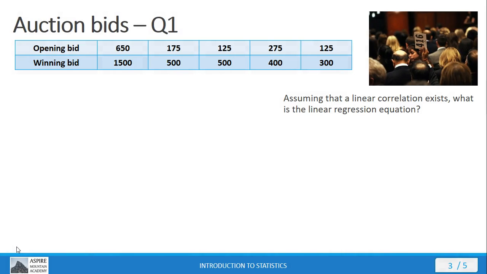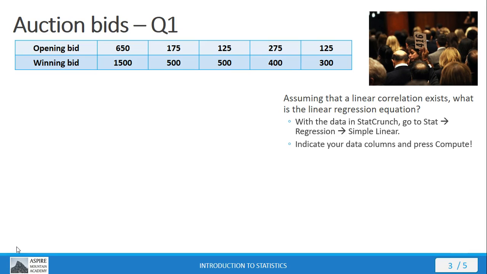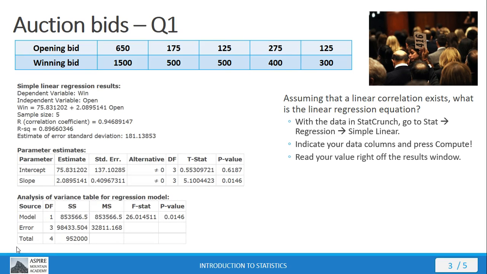The first question we're asked is, assuming that linear correlation exists, what is the linear regression equation? Well, that's easy enough to get. We just put the data into StatCrunch, go to Stat, Regression, Simple Linear. Identify the columns so StatCrunch knows where the data's at. Press Compute, and out comes your results.